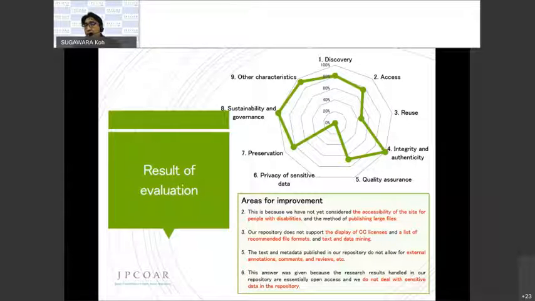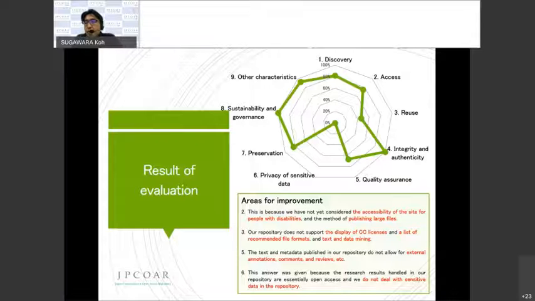In terms of quality assurance, we do not allow external annotations, comments, reviews, etc. on the resources and the metadata. And finally, in terms of privacy of sensitive data, the resources we handle in our repository are basically open access, so we do not handle such data in our repository. Therefore, our achievement rate was 0%, or alternatively, it may be better to answer not applicable.